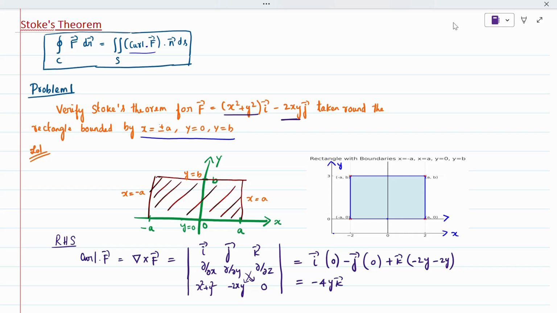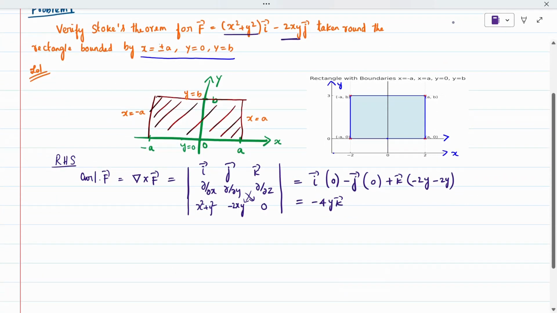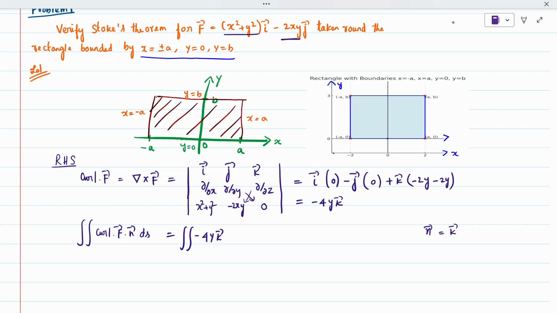Now we have to do the double integration for the right hand side. It is the double integral over curl F dot n dS. So the double integral of minus 4y k vector dot n vector. You have to see the diagram: it is only the xy plane, we did not involve z. Always n vector is the unit outward normal vector, which here is nothing but k vector. So n vector is k vector.